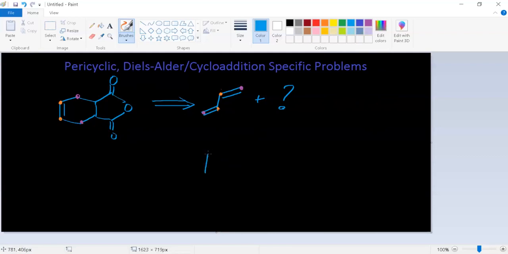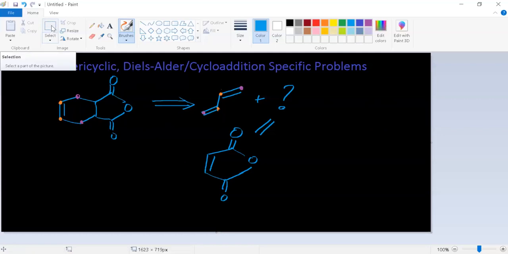So it's easy enough. I'm just going to draw out everything that is there, and then we just have to designate a way that it's going to attack its diene. And we can easily do that by just adding a double bond. And so this would be what our question mark is representing. So let's go to the next.